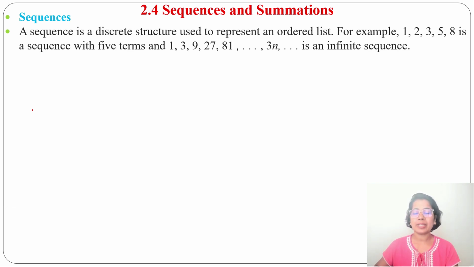We can say a sequence is an ordered list. There can be two types of sequence. One is finite, another is infinite. This is an example of a finite sequence and this is an example of an infinite sequence.